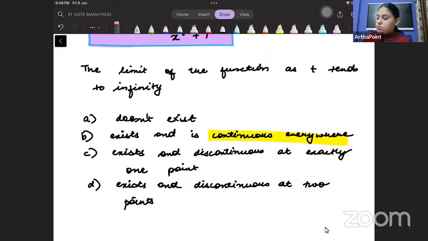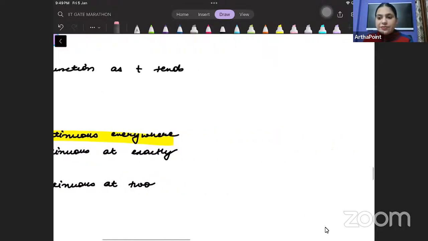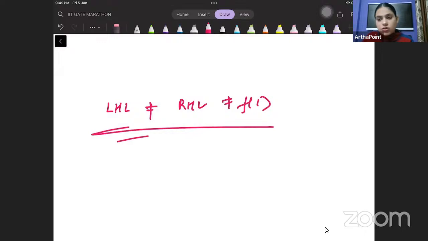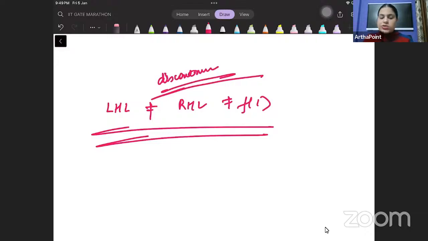So just think about it. When is the function not continuous? When the left hand limit and right hand limit are not equal to each other, and they are not equal to the value of the function. Then my function is discontinuous.